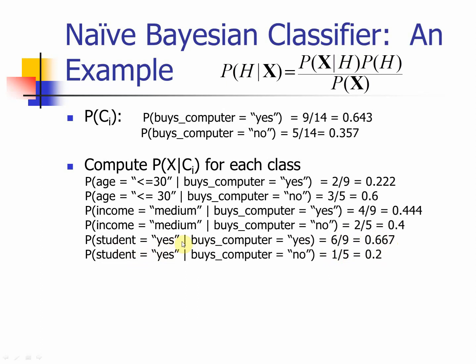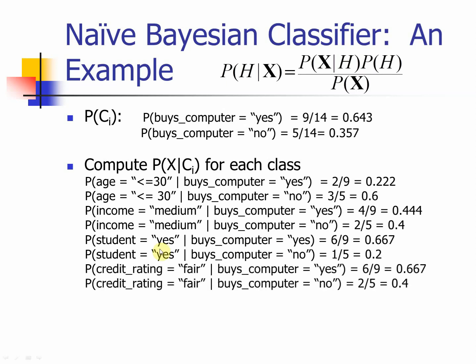So you can see that the student attribute has a very strong indication. If this is a student, it's most likely, 66%, going to buy a computer. So this one contributes another value into the probability. Finally, credit rating fair. We do the same thing.